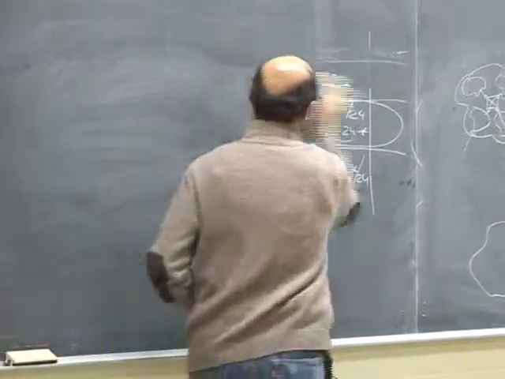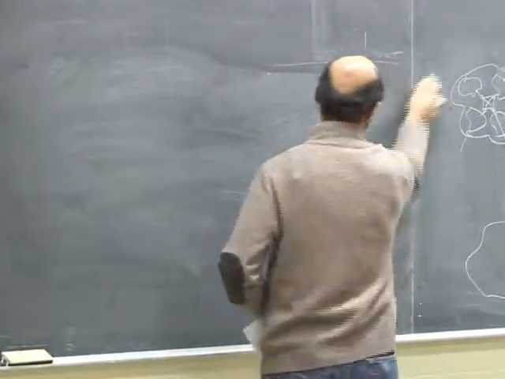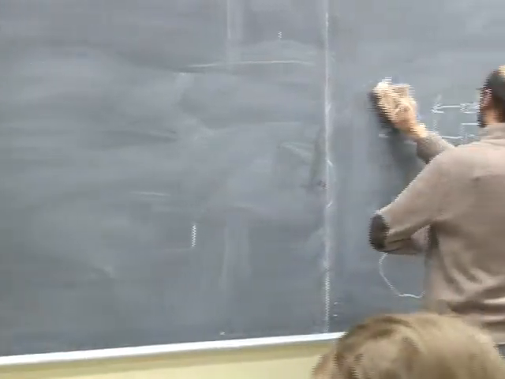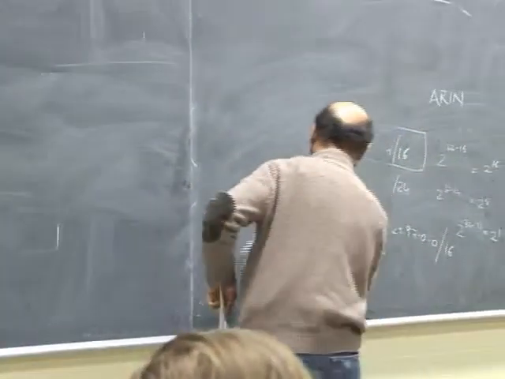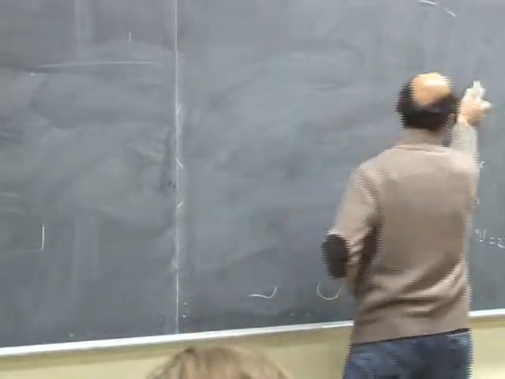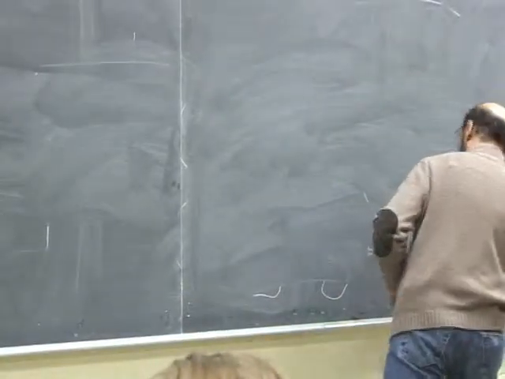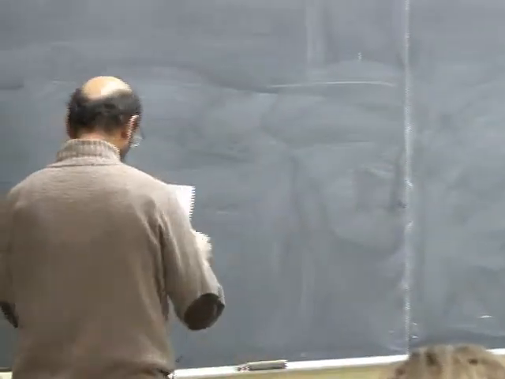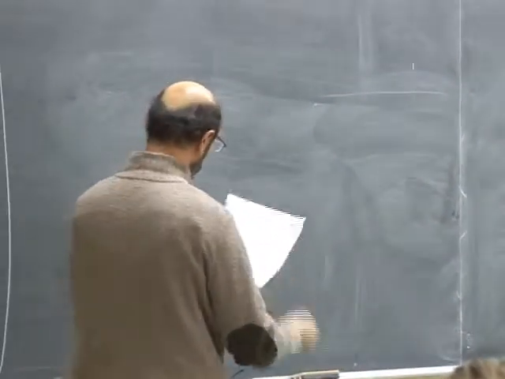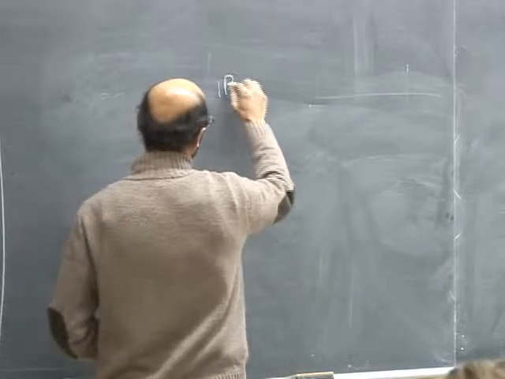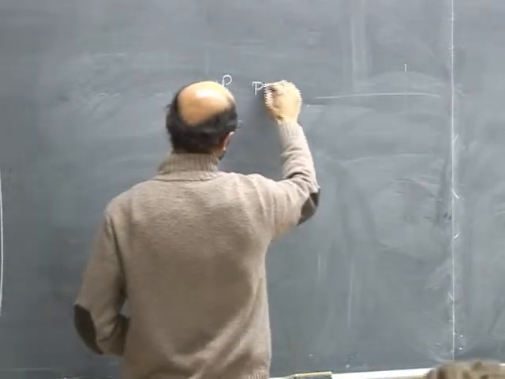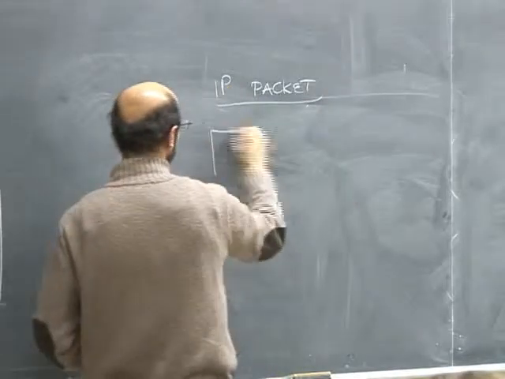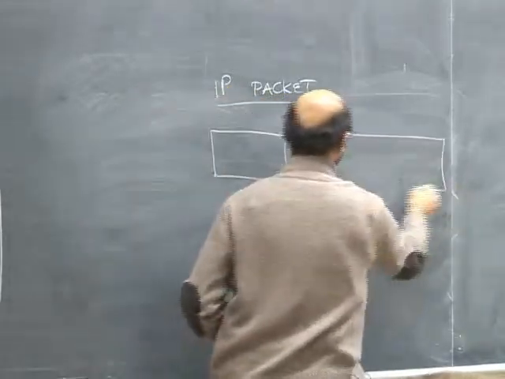I want to now briefly talk about what the IP looks like, so I can get to the second question. I just want to mention 2 fields in the IP, and then that will allow you to actually answer the second question. So let's see. The IP packet has got a header, and it's got a data.